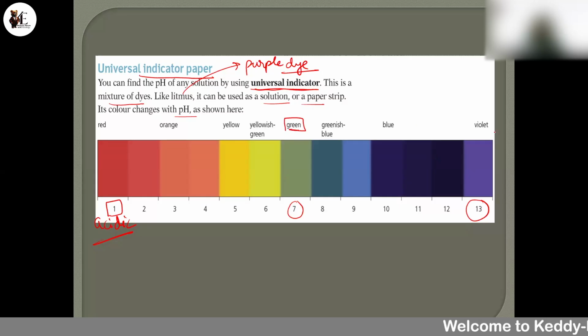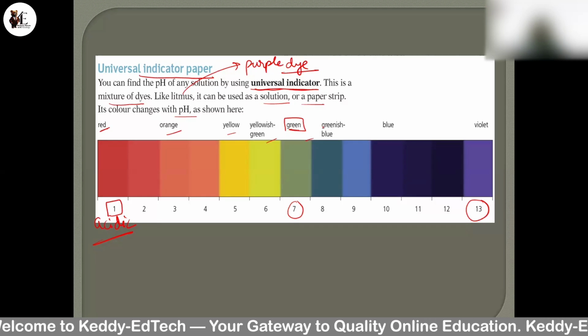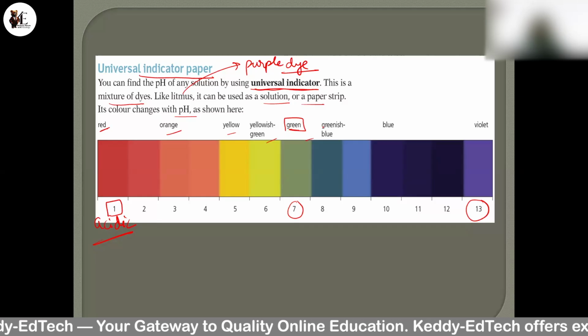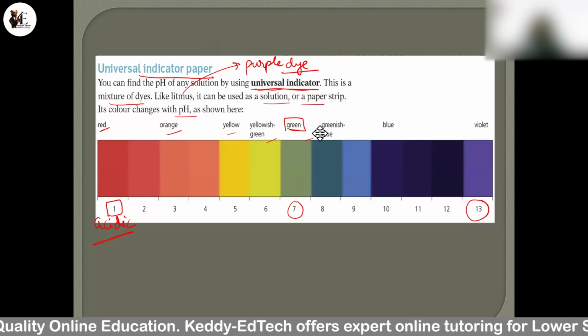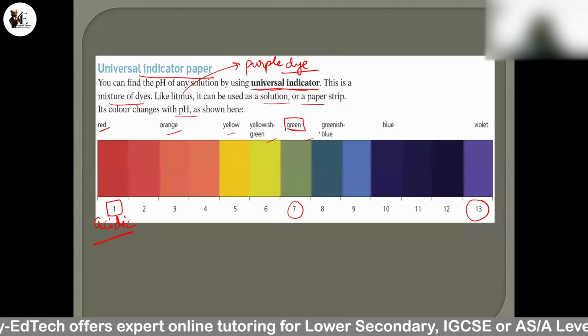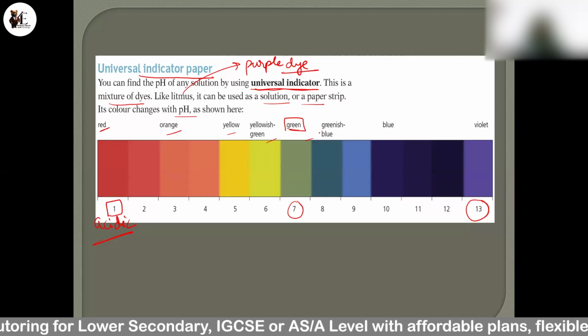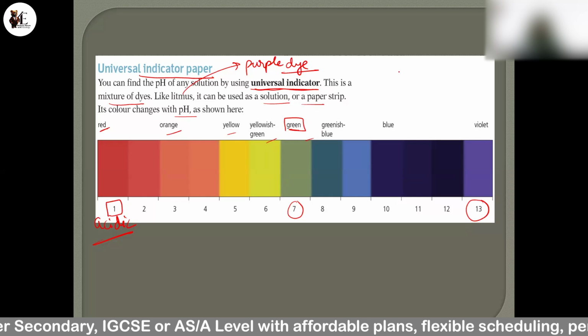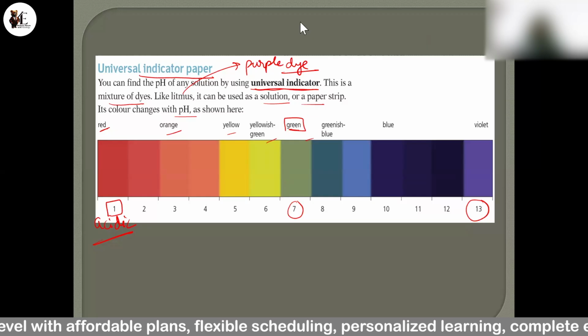So you have to learn all these colors: red, then orange, then yellow, yellowish green, green, then greenish blue, and finally blue. So this is your universal indicator paper, and the example of a universal indicator is litmus. Is it clear? Okay. So a universal indicator is a solution or a paper strip that changes color over a wide range of pH values.